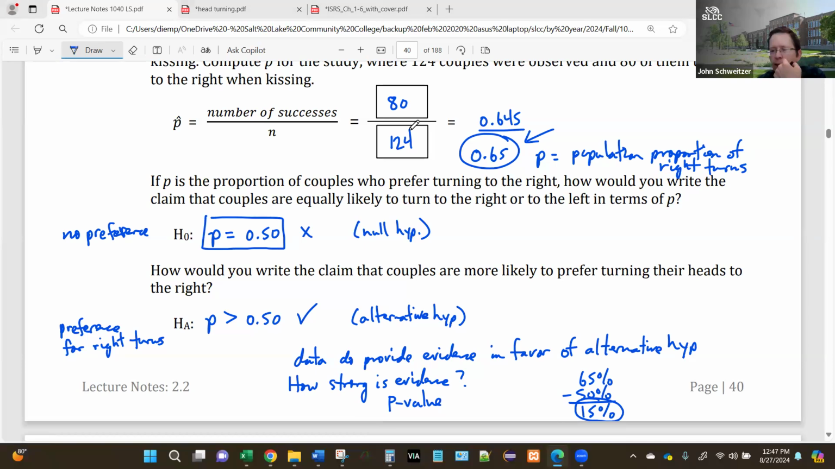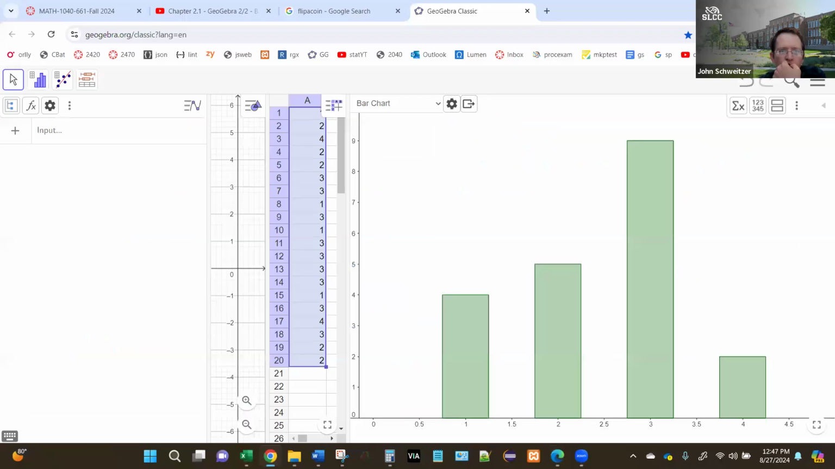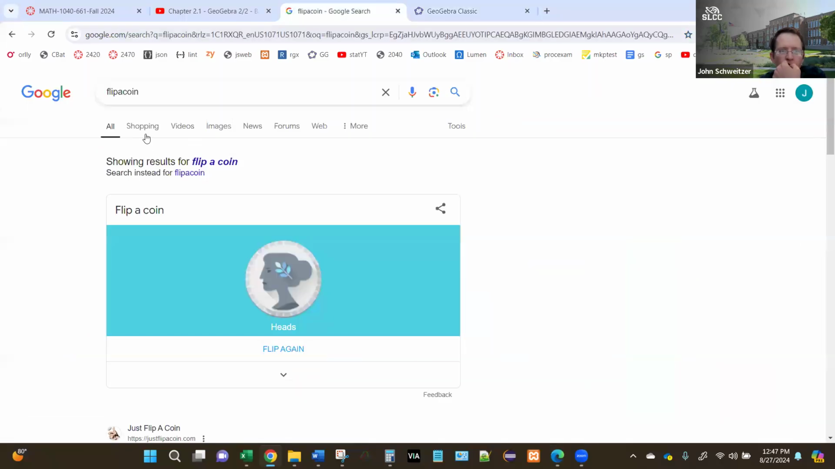We have 3 minutes. I don't think there's any chance of us finishing this, but let's at least look at the coin flipping software. There's a couple ways of doing this. One way is to go to Google and just look up flip a coin. Flipping a coin is a fairly common thing. We do it at sporting events, and gamblers are doing something like this. It turns out that these little coin flipping things are all over the internet.